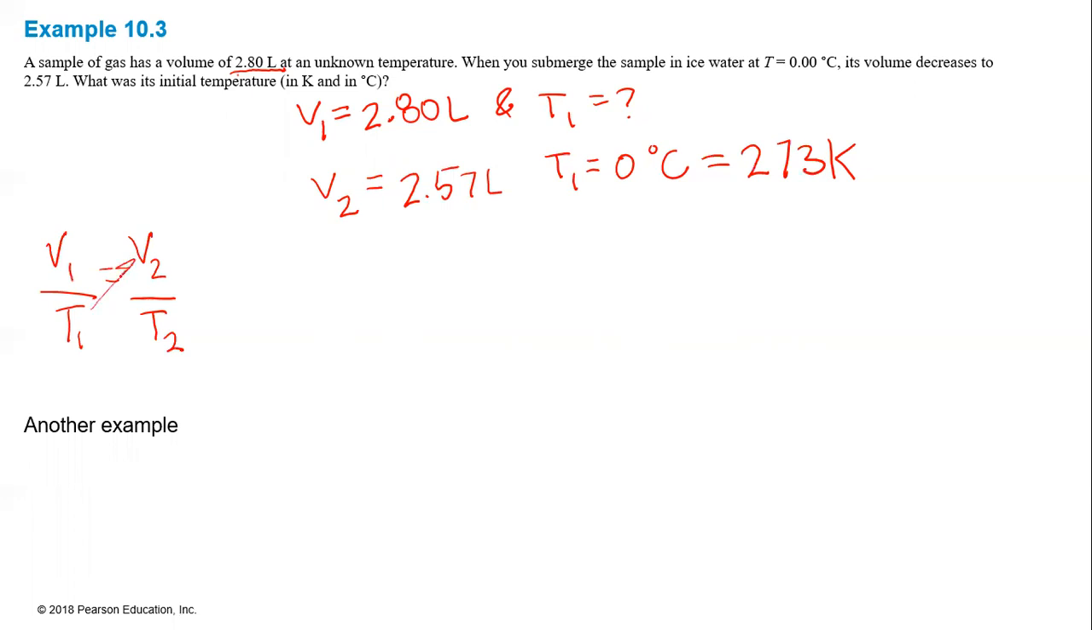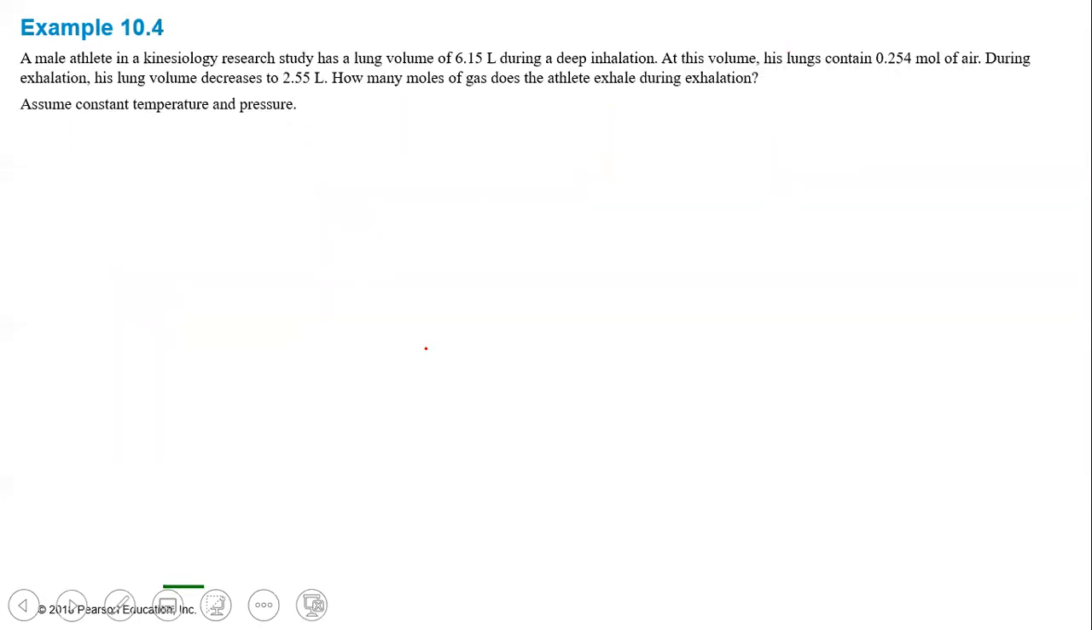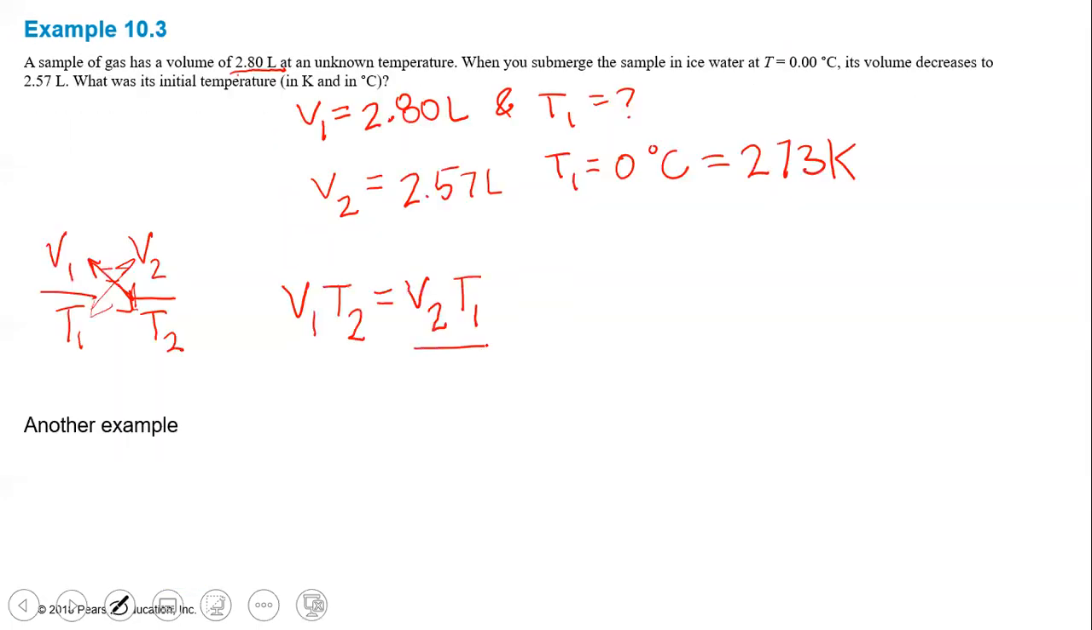So I'm going to cross multiply both of my temperature terms. So it is V1 times T2 equals V2 times T1. I want T1 by itself. I'm going to divide both sides by V2. Okay, now all I have to do is simply plug in my numbers.